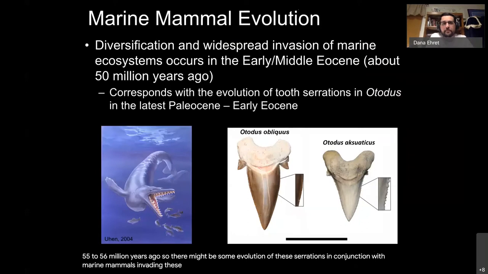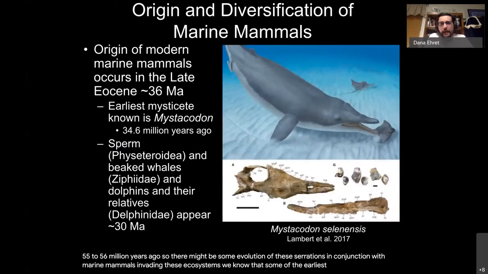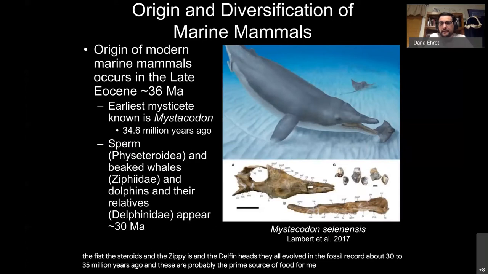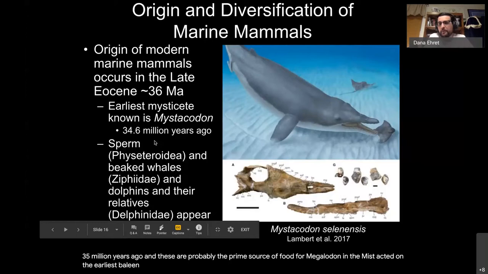We know that some of the earliest modern groups of marine mammals, things like the baleen whales, the mysticetes, and the toothed whales and dolphins, the physeteroids and the ziphioids and the delphinids, they all evolve in the fossil record about 30 to 35 million years ago. And these are probably the prime source of food for Megalodon and its ancestors. So we find Mystacodon, the earliest baleen whale, about 35 and a half million years ago. Some of the earliest dolphin fossils go back about 30 million years ago as well.